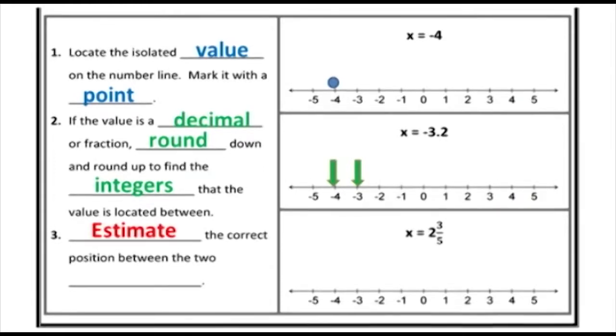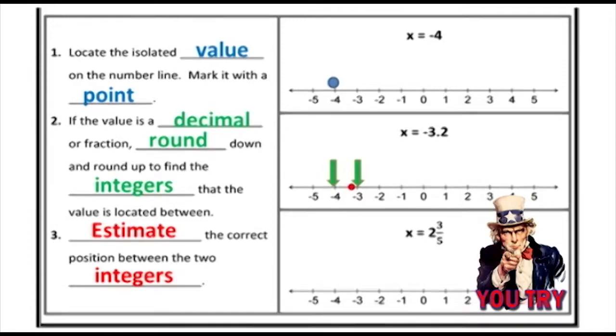Then I estimate the correct position between the two integers. 0.2 is close to 0.25, which I know is a quarter of the way. So I plot my point about a quarter of the way, which is closer to negative 3 than negative 4. I want you to try this problem. Remember to show all your work.